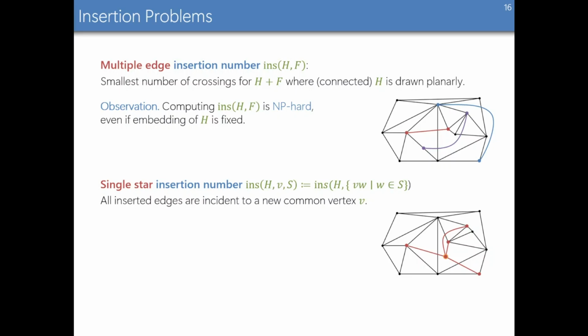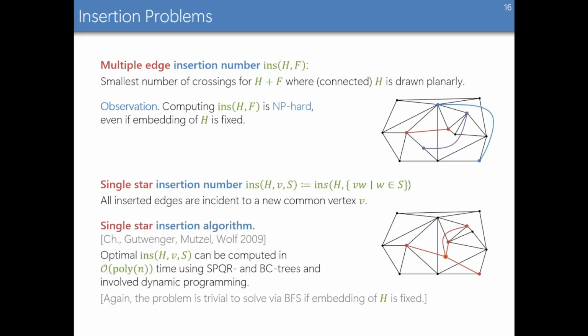So you have a planar graph and you have a red star with a new center vertex and you draw that into the graph with the least number of crossings provided that the black graph still remains planar. That's the star insertion problem. And the star insertion problem with algorithms somewhat similar to the single edge insertion problem is able to solve the issue exactly again.